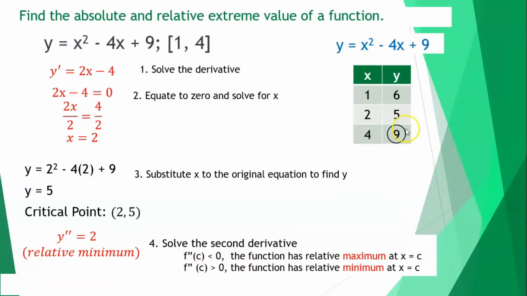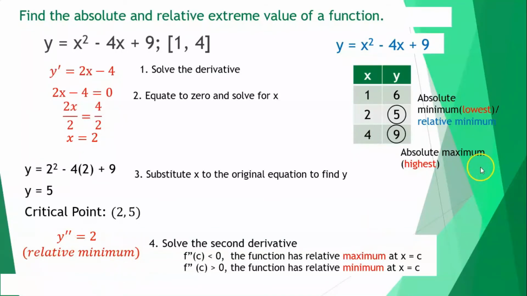So take note here, 9 has the highest value for y. So with that, at (4, 9), it has the absolute maximum point because it's the highest. Now take note also that 5 is the lowest value for y. So with that, at (2, 5), we have our absolute minimum point, or the lowest point, and take note, at the same time, it is also where our relative minimum point is. So take note of that.